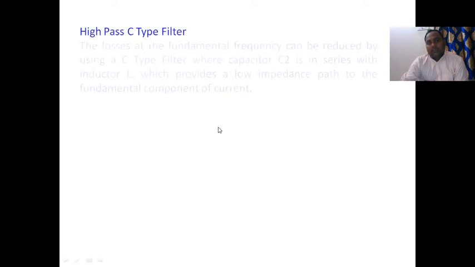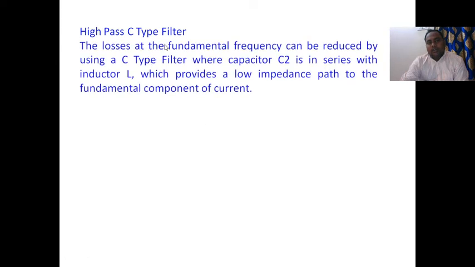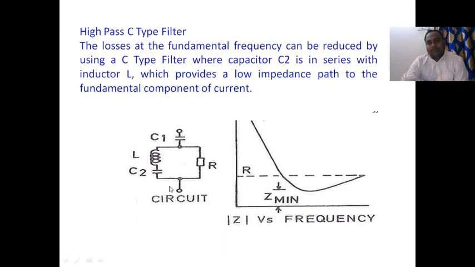High pass C type filter. The losses at the fundamental frequency can be reduced by using a C-type filter where capacitor C2 is in series with inductor L, which provides a low impedance path to the fundamental component of current. Please observe the high-pass C-type filter: two capacitances C1, C2, one inductor and resistance.